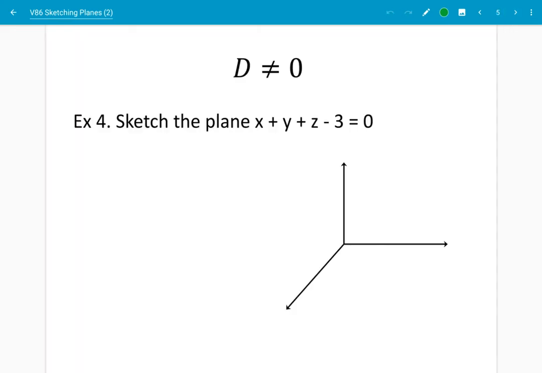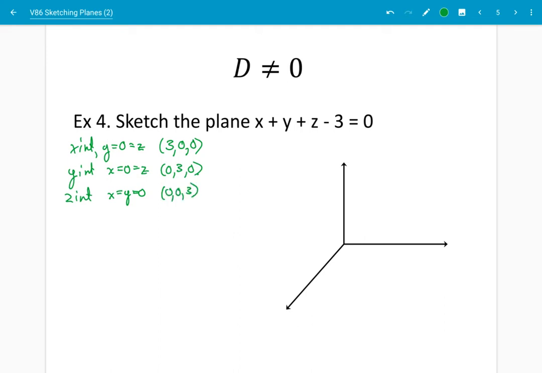Notice A, B, and C are all non-zero. There are 3 intercepts. X-intercept, y is equal to 0, is equal to z. So that'll be at 3, 0, 0. The y-intercept, x is equal to 0, and so is z. And that's at 0, 3, 0. And the z-intercept happens when x and y are both 0, and that also is at 0, 0, 3. This is a really simple case, I guess. So these are usually the easiest ones to graph overall, especially when the signs are the way they are. So we'll just mark out the intercepts at 3, 3, and 3.